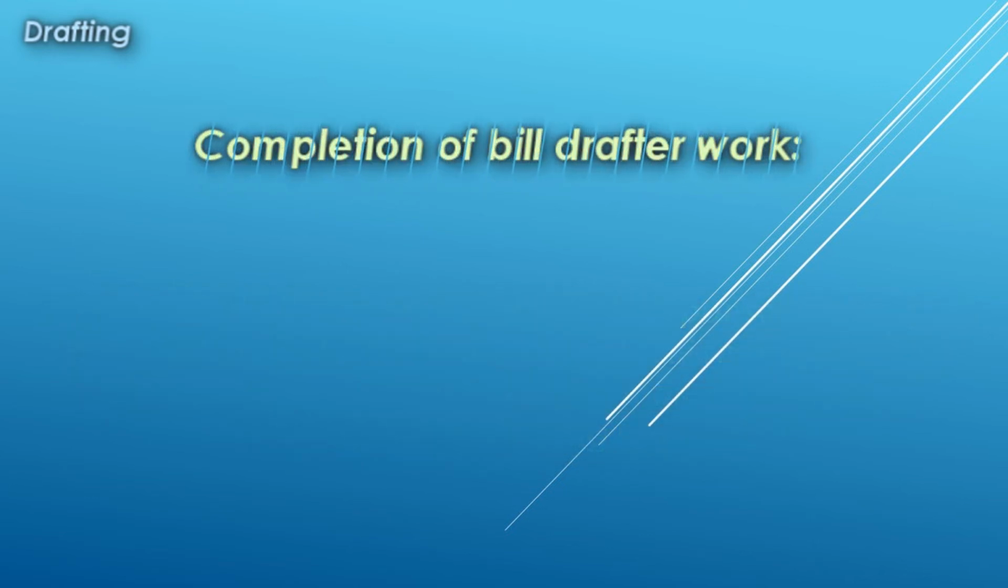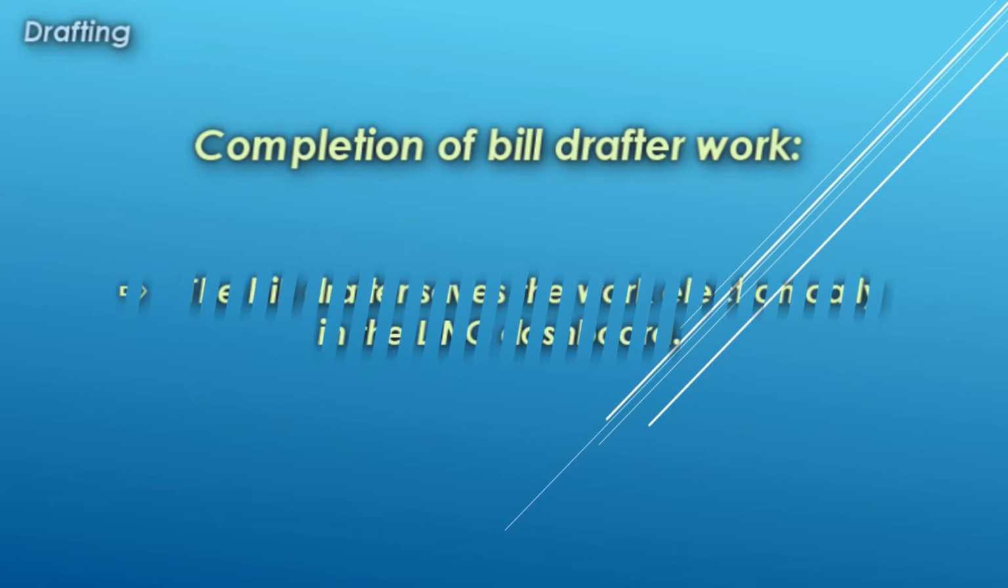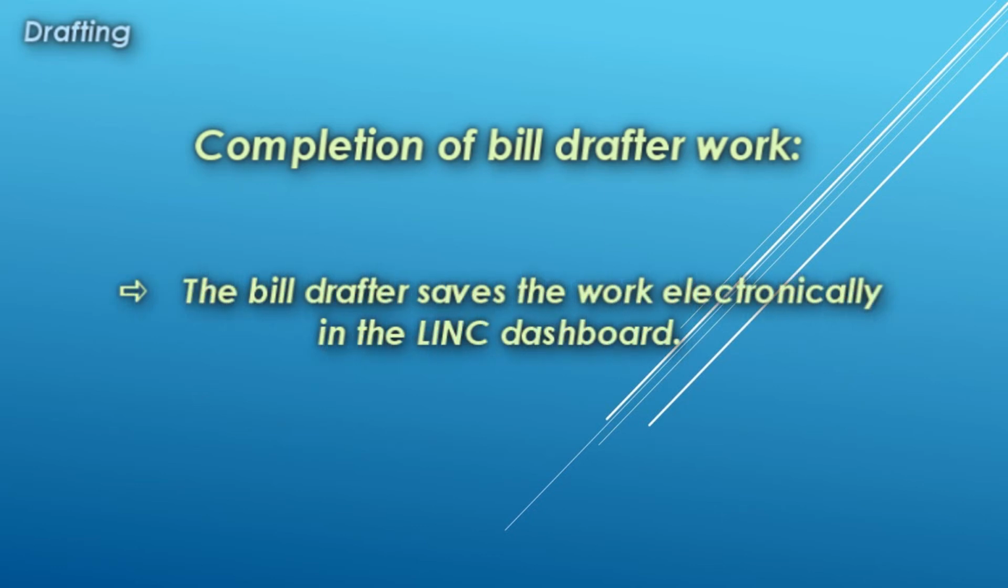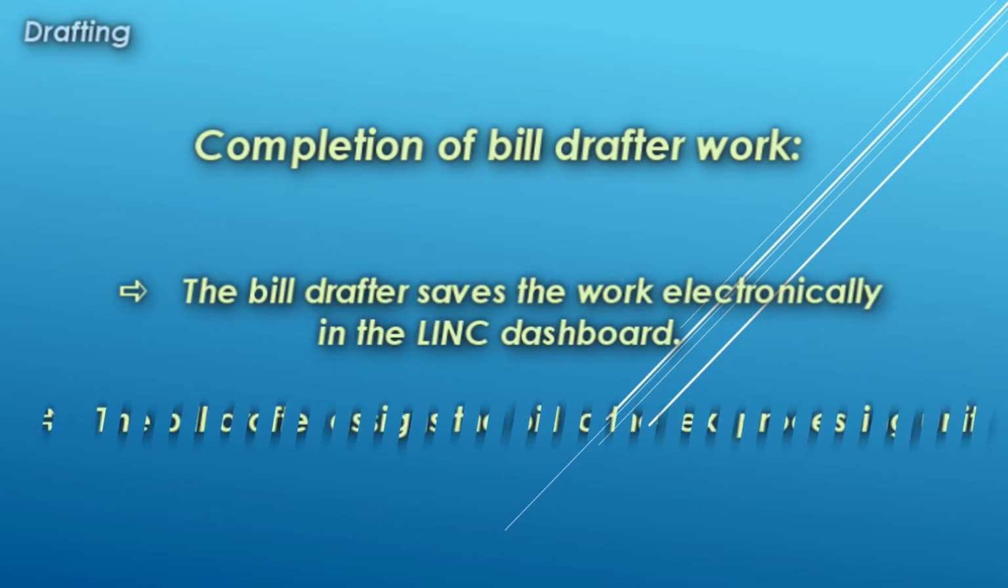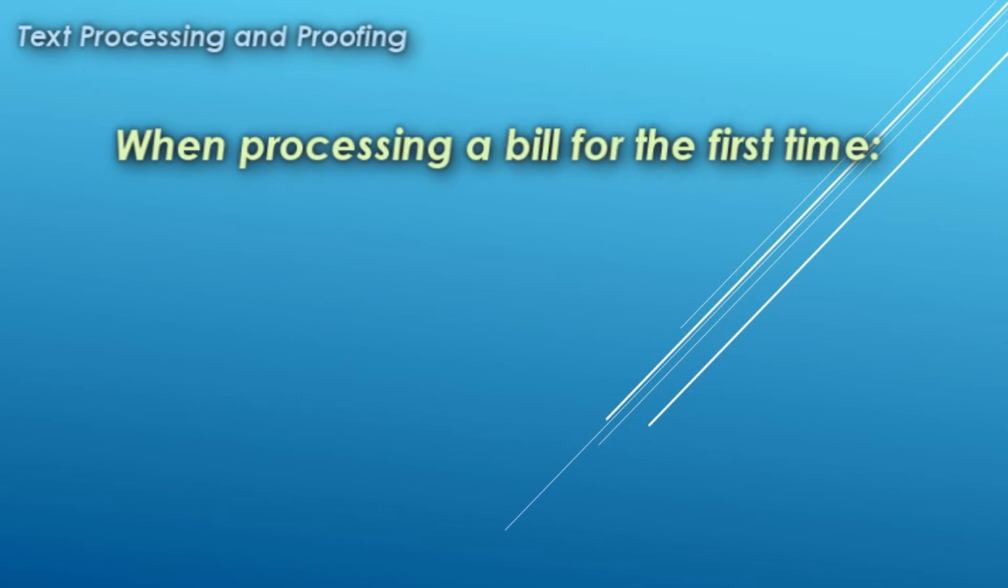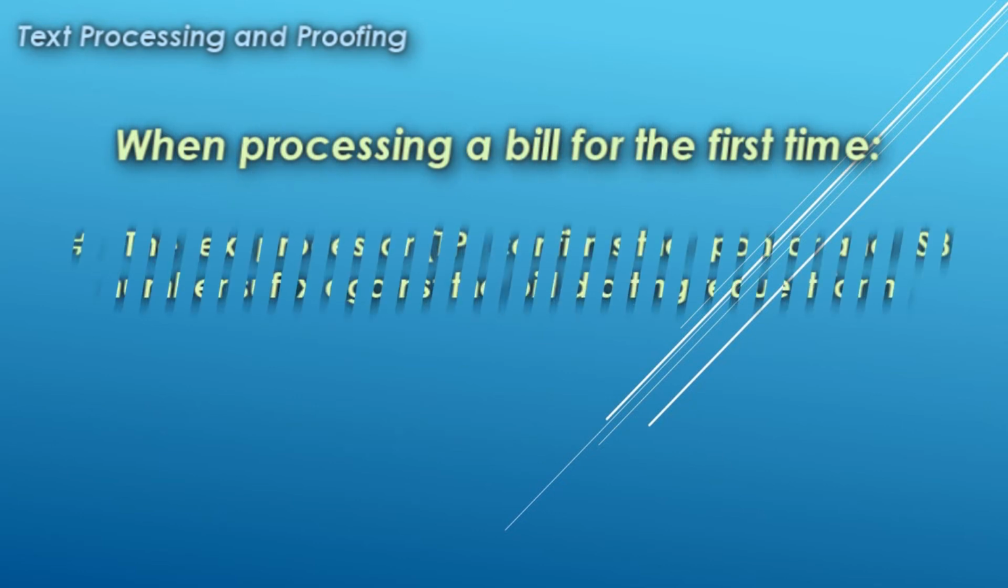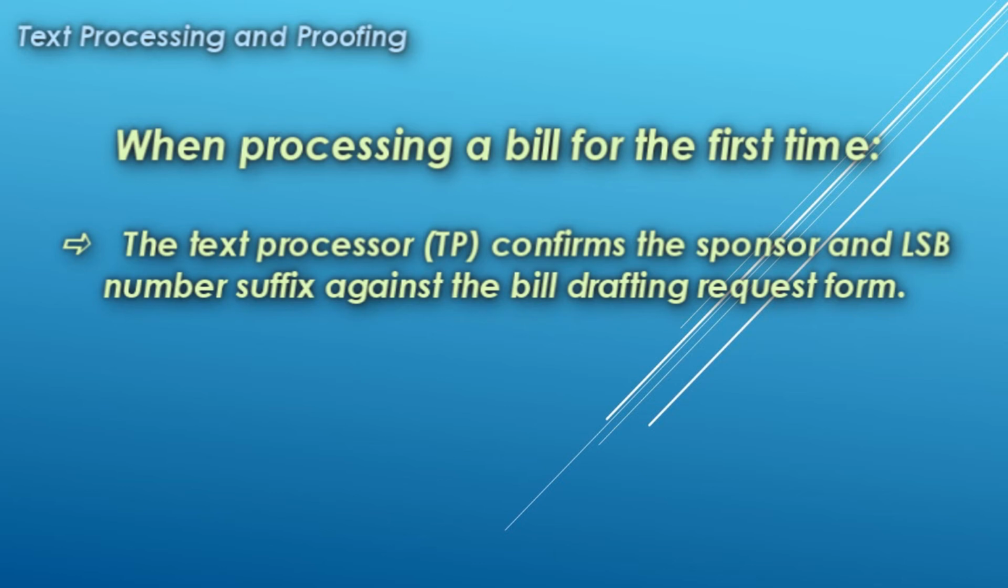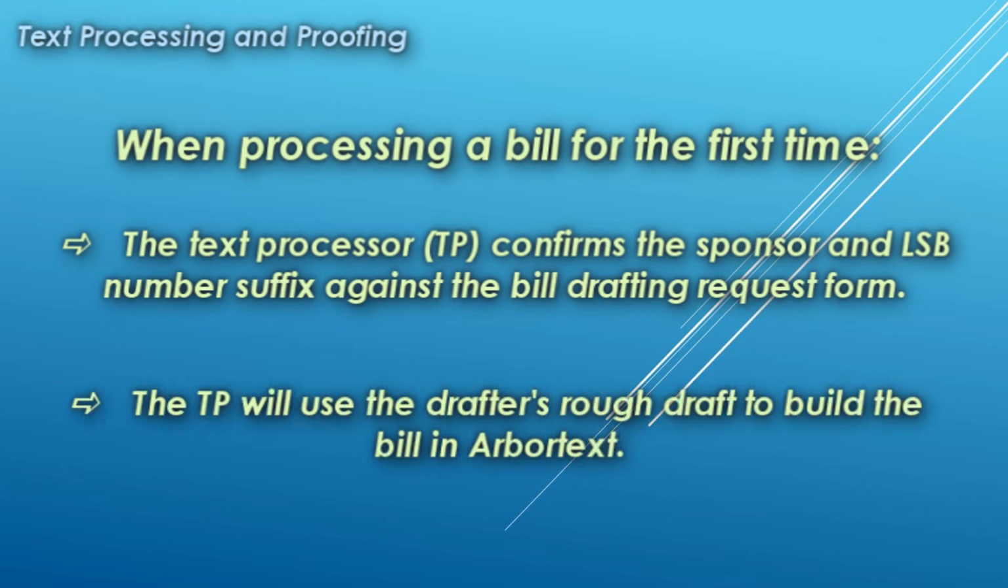When a bill drafter has completed their work, the bill drafter saves the work electronically in the LINK dashboard and assigns the bill to the text processing unit. When processing a bill for the first time, the text processor, or TP, confirms the sponsor and LSB number suffix against the bill drafting request form. Next, the TP will use the drafter's rough draft to build the bill in ArborText.